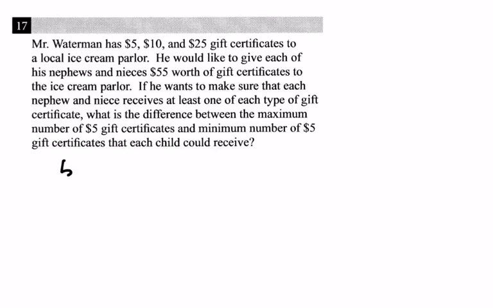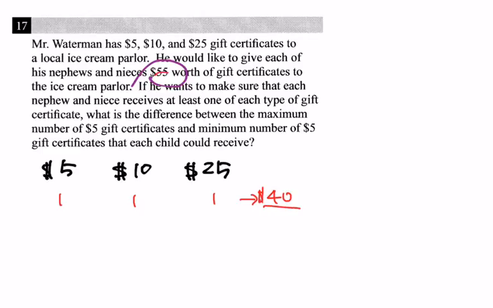Number 17. So Mr. Waterman has the $5, $10, and $25 gift certificates, and the total has to add up to 55, and they have to get at least one of each kind. Then let us assume that each one of the nephews has one of each for now. How much in gift certificates do they have at this point? 1 $5, 1 $10, and 1 $25. When you combine them together, the total value goes up to $40. That means from 55, we are looking at $15 more of gift certificates that has to be distributed in the form of 5 or 10.